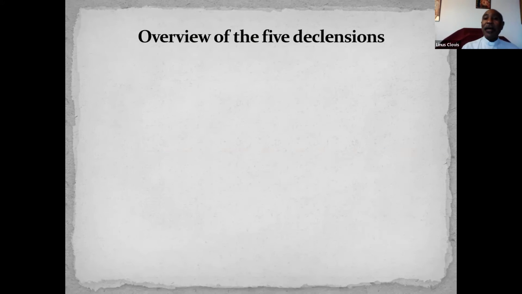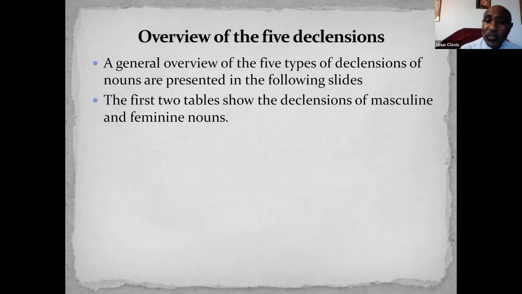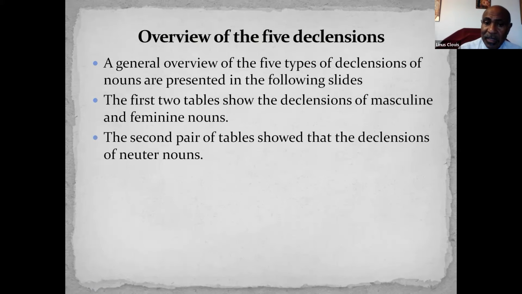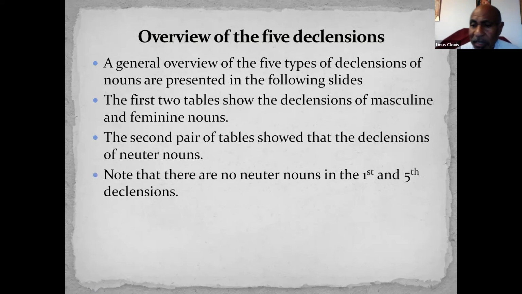So, okay. We've looked at the five, we've covered the five declensions. First, second, third, fourth, and fifth. And now I'm going to give an overview of them so that you can see them in relationship to each other. Right, the general overview of the five types of declensions of nouns are presented in the following slides. The first two tables show the declension of masculine and feminine nouns. The second pair of tables show the declensions of the neuter nouns.